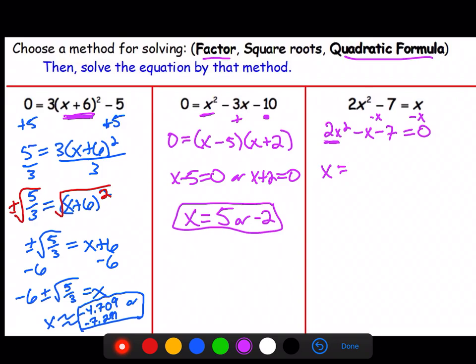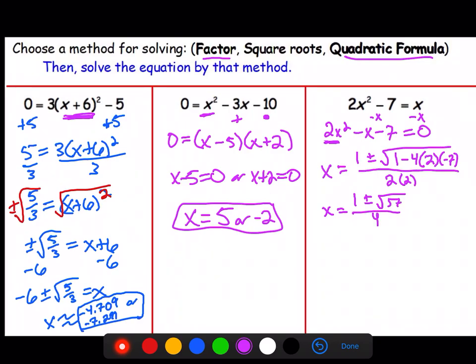Which means now I can say -b, well, notice in the middle, that's a -1x. So negative of -1 would be 1, plus or minus the square root of -1 squared is 1, minus 4 times a times c, all over 2a, so 2 times 2. And now it's just a matter of simplifying. Again, this one takes a little bit of extra work. I know that 4 times 2 times -7 is going to be a -56, but make that a positive, right? 1 minus the negative. So we're going to get a positive 57 here over 4.